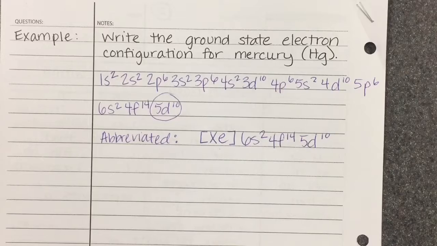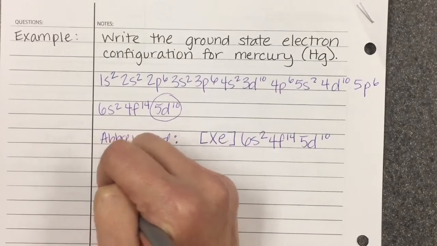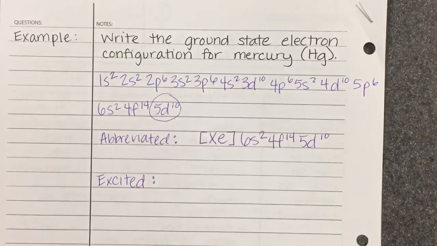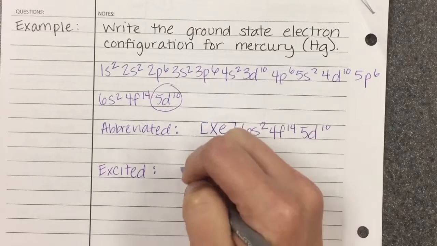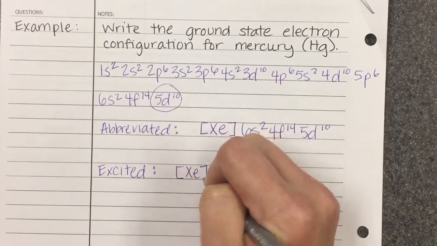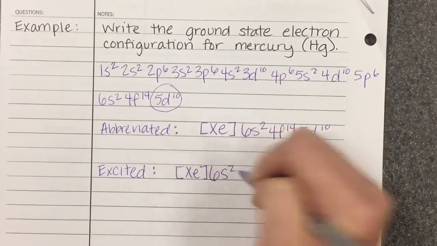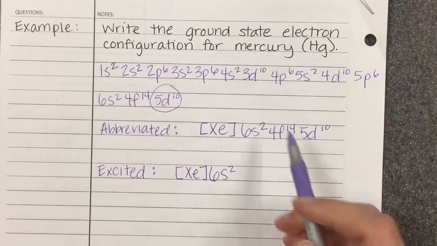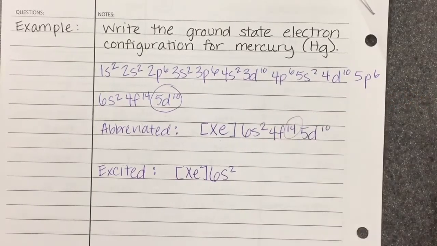So the way that this works is if I had an excited electron configuration, what I notice is that it's just not filled in right, that there's a gap somewhere. So for example, if this one was excited, it's not any particular electron that has to be moved, it could be any electron that's being moved.